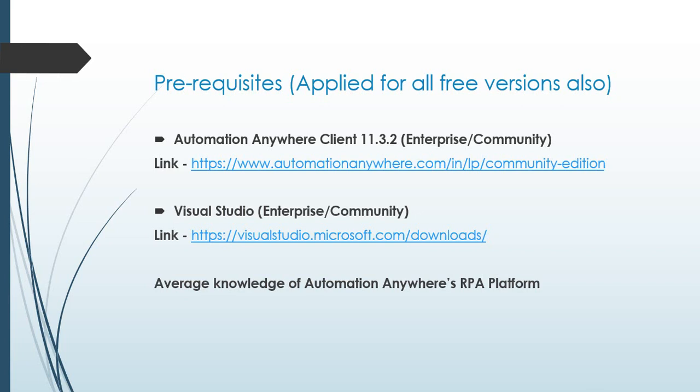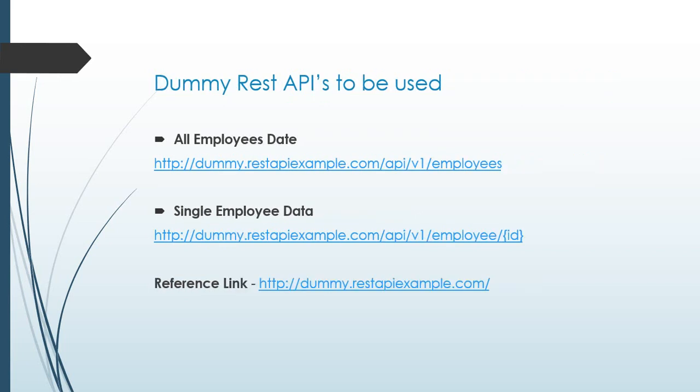Some minimum knowledge of the Automation Anywhere RPA platform is also needed, since we won't be going much deep into the features and how we can use them in Automation Anywhere's platform itself. So these are the sets of dummy REST API links that we are going to use to fetch some of the employee data from the source.